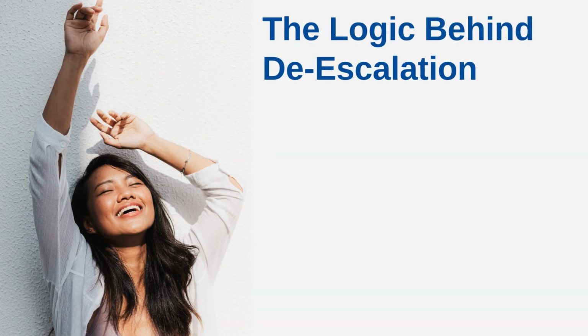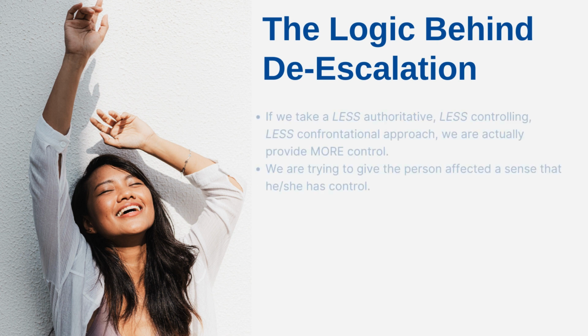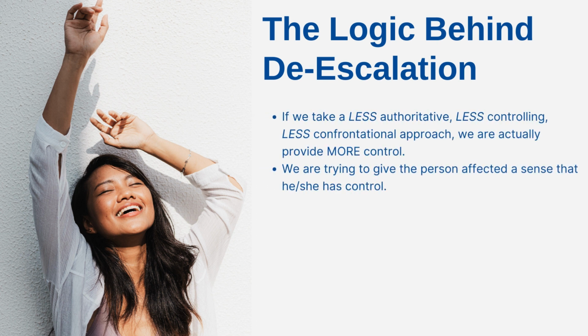Now that we've gone through the components of de-escalation, let's understand the logic behind these strategies. The overarching theme is, if we take a less authoritative, less controlling, and less confrontational approach, we actually provide more control for the individual being affected by a mental health crisis. Our goal is to try to give the person affected a sense that he or she has some sort of control of the situation.